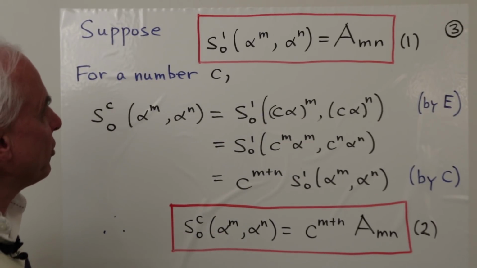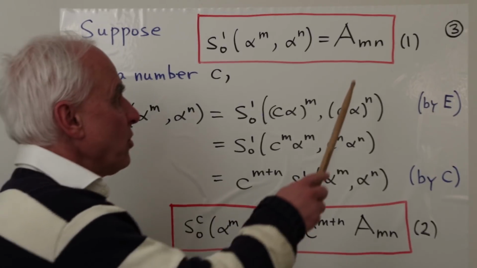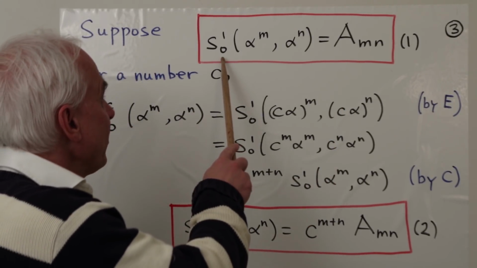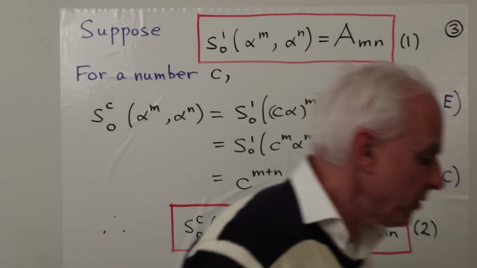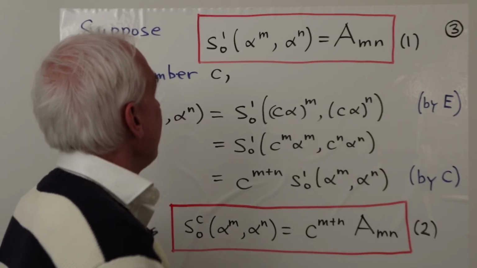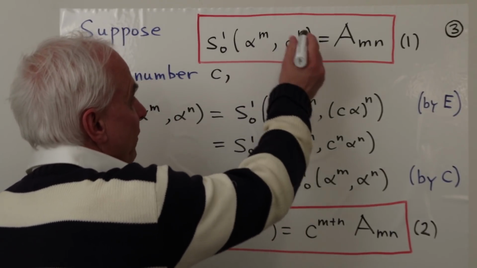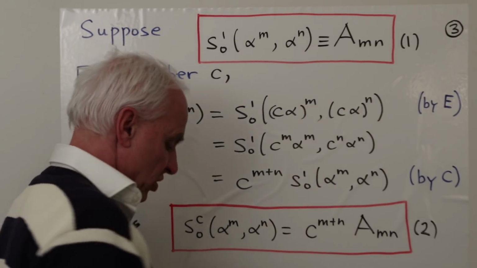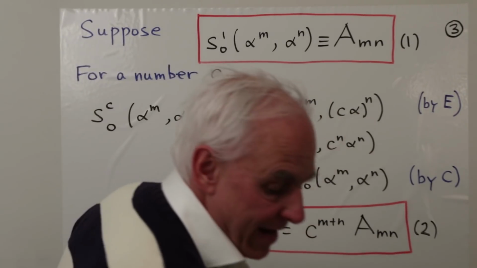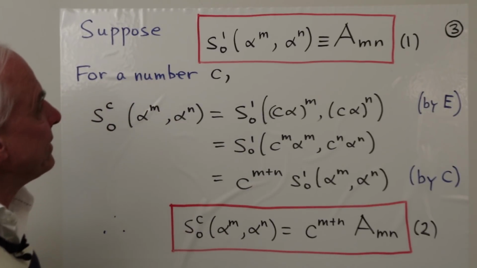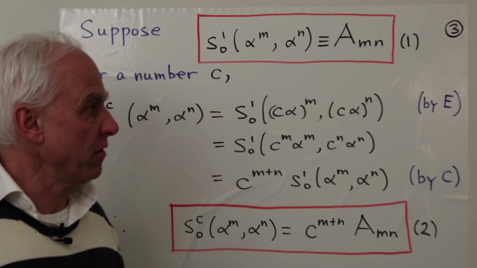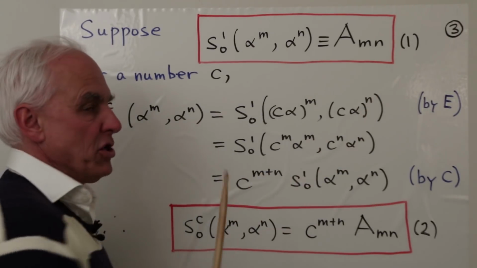Okay, so the first thing that we're going to do is introduce some notation for the quantities that we want. We're interested in these numbers, S from 0 to 1 of alpha to the m, alpha to the n, and I might make that a definition, to make it clear. So we're defining these numbers a sub mn, okay? And it's these quantities that we want to obtain a formula for. We'll call this equation 1.